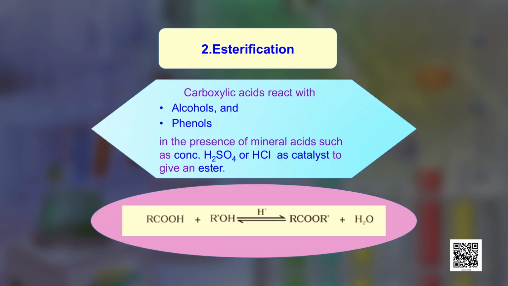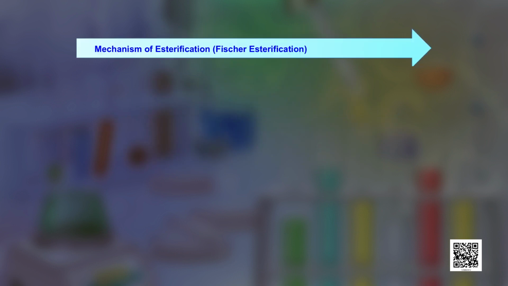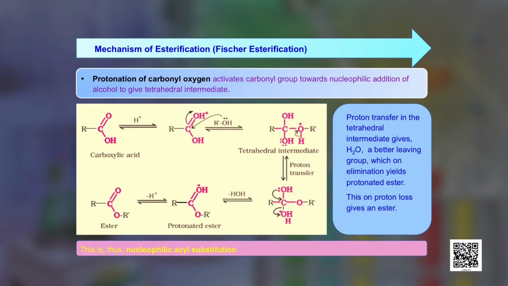The second reaction is esterification. Carboxylic acids react with alcohols and phenols in the presence of mineral acids such as concentrated sulfuric acid or hydrochloric acid as catalysts to give an ester. In the mechanism of esterification, you can see that first the protonation of the carbonyl oxygen takes place, which activates the carbonyl group towards the electrophilic addition of the alcohol to give a tetrahedral intermediate.